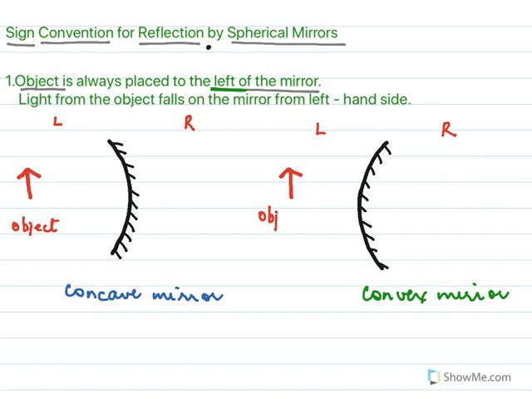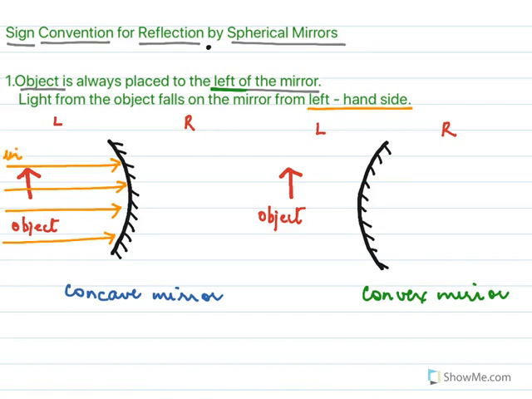So here is the object, which means when the rays of light come in, they always come from the left hand side of the mirror. When we draw any rays, we draw them from the left hand side. This is the direction of the incident light or the incident ray. They are coming from left to right. Here too, from left to right of the mirror. So remember, when you're drawing the object, always draw it on the left hand side of the mirror, not on the right hand side. This is the first convention.